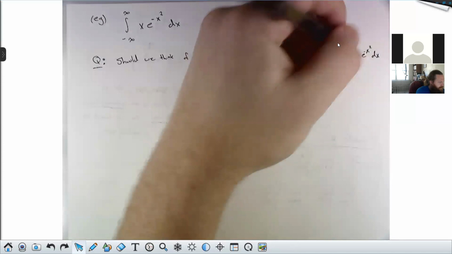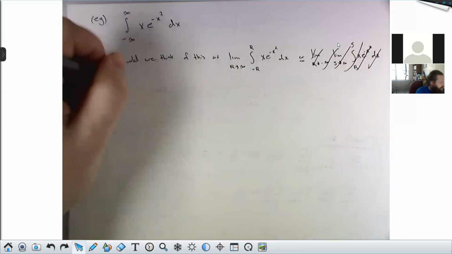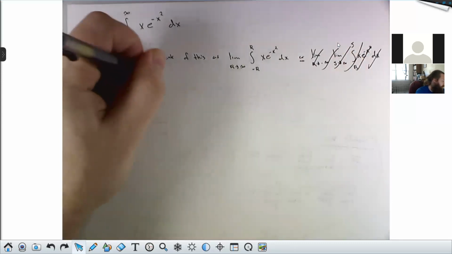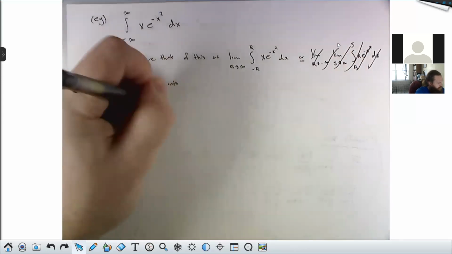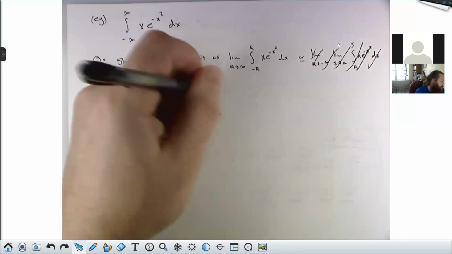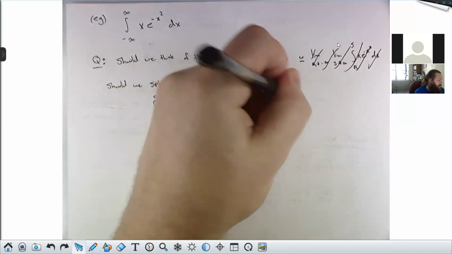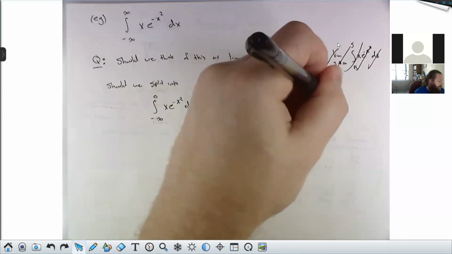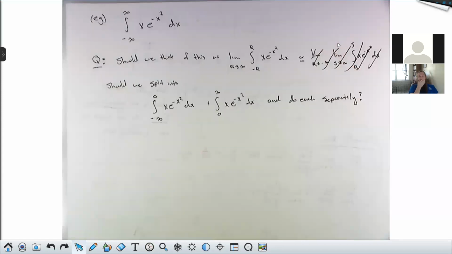So let me actually redact this because this is going to look a little scary to you guys. I'll say, or should we split it into integral negative infinity to say 0 plus integral 0 to infinity and handle each separately. So the answer to this question kind of depends on what you want the word converge to mean.